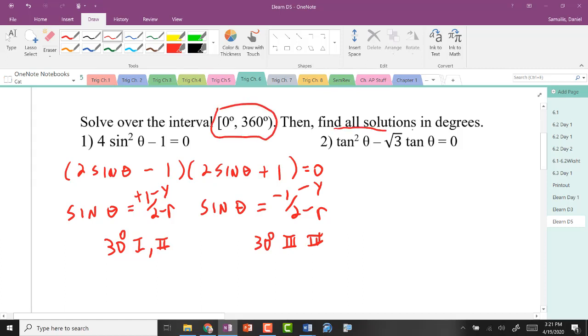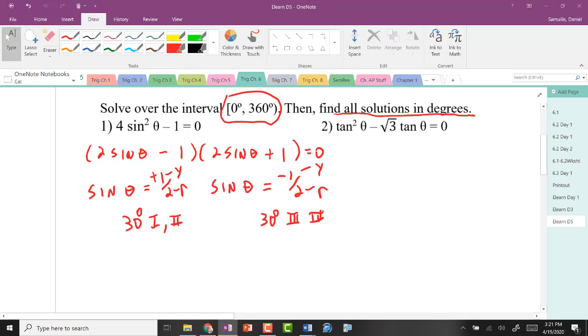I'm not going to do it for all of these. I just wanted to make a note to self. Maybe on just number 1, I'll show how you do all solutions when you get this. But between 0 and 360, these would be the answers. 30, that's the quadrant 1 30. 30 short of 180, 150. 30 past 180 is 210. And then 30 short of 360 is 330.